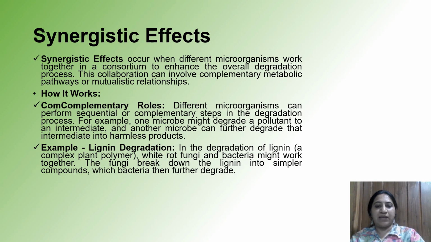For example, one microbe might degrade a pollutant to an intermediate which is the starting material for the second organism. So the second organism will take up that material and convert it to a molecule which is less harmful or non-harmful. For example, lignin degradation. In the degradation of lignin, which is a complex plant polymer, white rot fungi and bacteria work together. The fungi break down lignin into simpler compounds which are further degraded by bacteria. Bacteria cannot directly degrade the lignin.